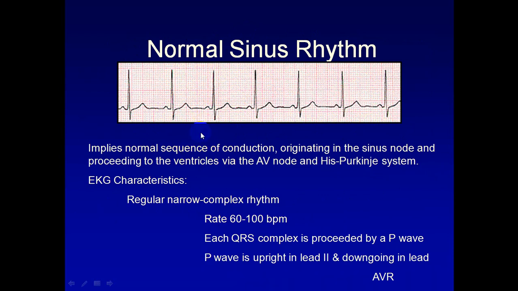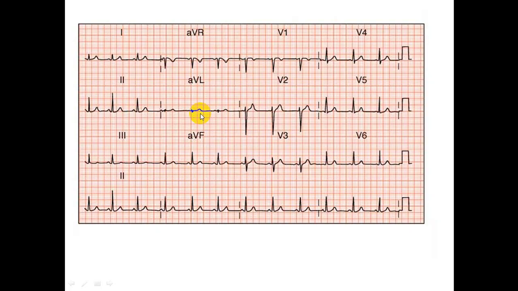In normal sinus rhythm, we usually look at lead 2 of the 12 conventional leads. In lead 2 the P wave is upward, while in aVR it is downward. This is a 12-lead ECG. Usually we use lead 2 for rhythm analysis. The 12 leads are lead 1, lead 2, lead 3, aVR, aVL, aVF, which are the bipolar and unipolar limb leads, and the chest leads V1 to V6. So lead 2 is used for rhythm analysis.